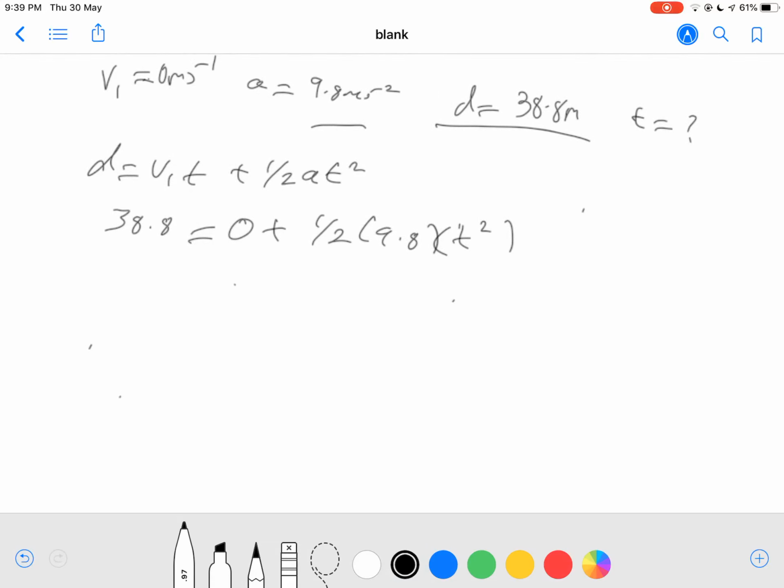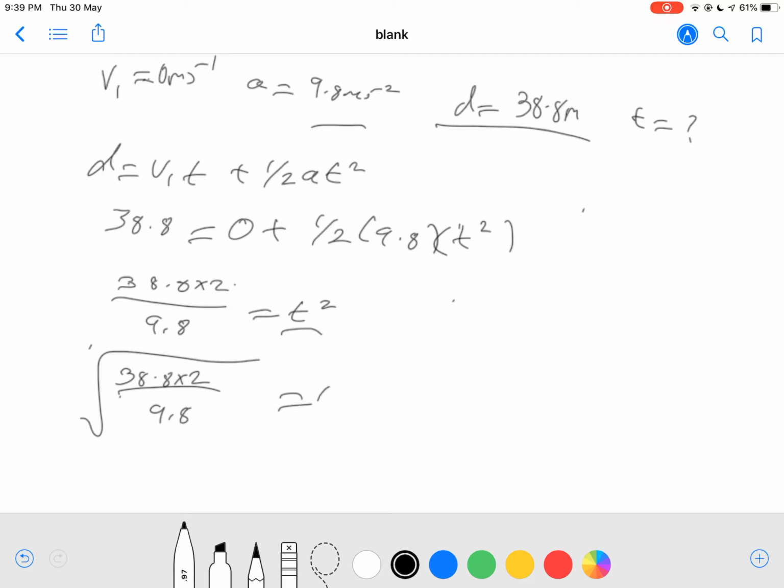If you multiply by 1/2 on one side, you have to multiply by 2 on the other side. So it becomes 38.8 times 2. If we multiply by 9.8 on one side, we have to divide by 9.8 on the other side, and that will equal t squared. Now we just square root the entire thing and we'll find t. So the square root of 38.8 times 2 divided by 9.8 equals t.